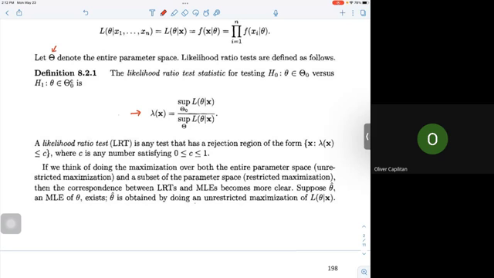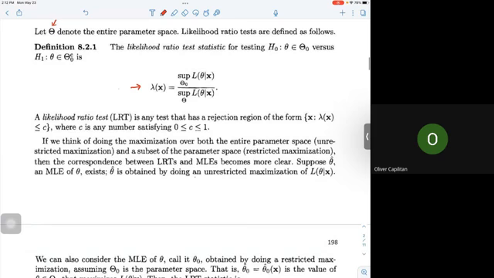So if we think of doing maximization over both the entire parameter space, when we consider the entire parameter space, we have an unrestricted maximization, and for a subset of the parameter space, here we actually consider the null parameter space and we consider a restricted maximization. Then the correspondence between the likelihood ratio tests and the maximum likelihood estimators becomes more clear.